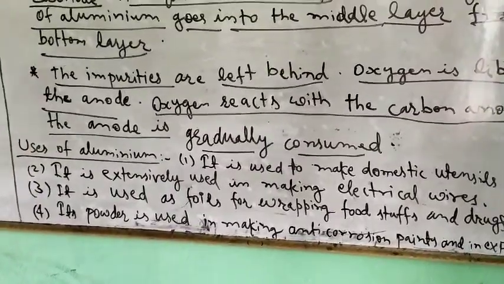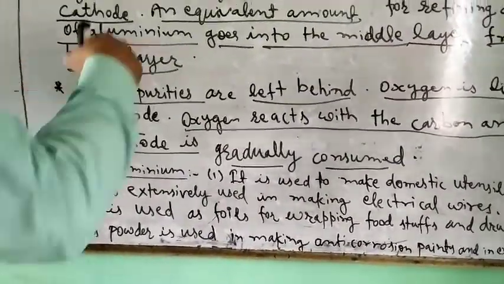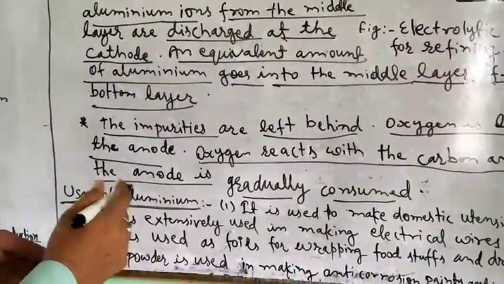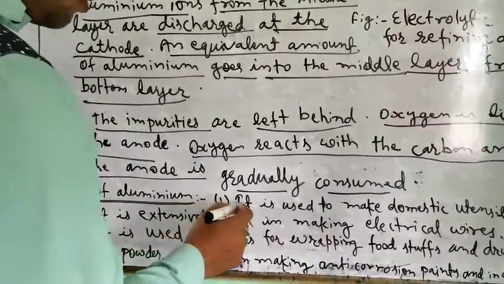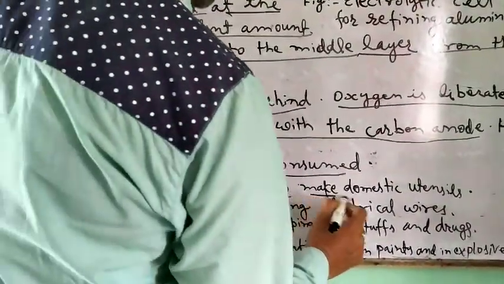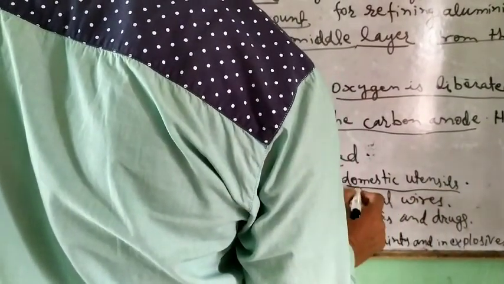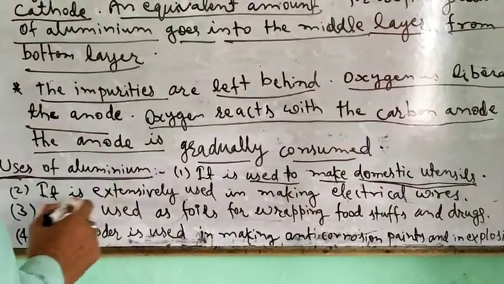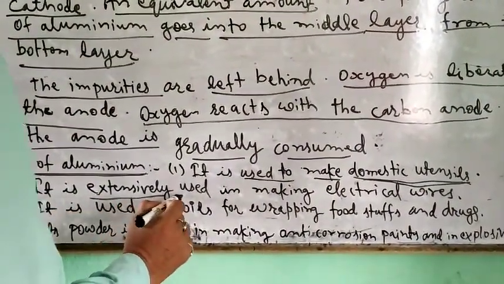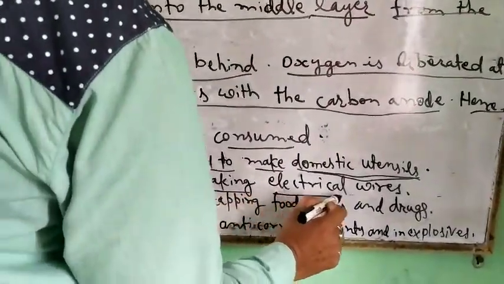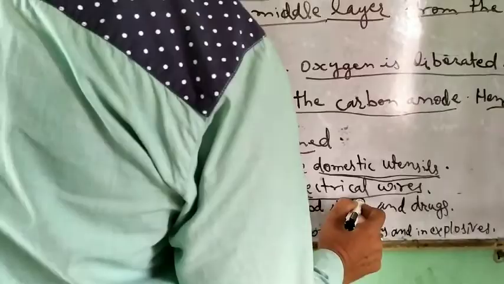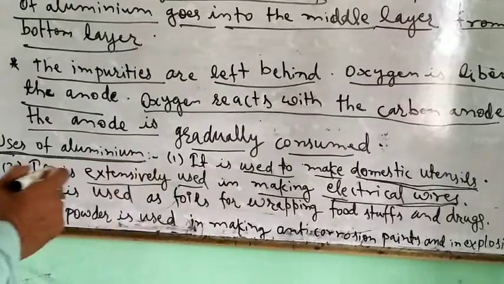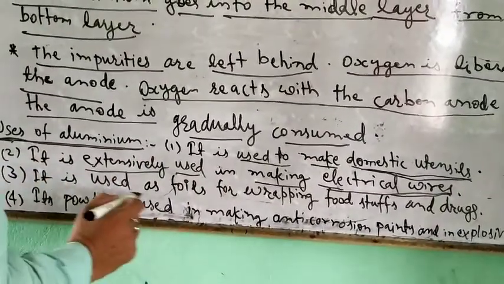Now we have to know the usage of aluminium. These are the extraction of aluminium and this is the application of aluminium. What are the usages of aluminium? First, it is used to make domestic utensils like cooking ware, tawa, kadahi, etc. Second, it is extensively used in making electrical wires, as we see in our surroundings as electrical cables. Third, it is used as foils.